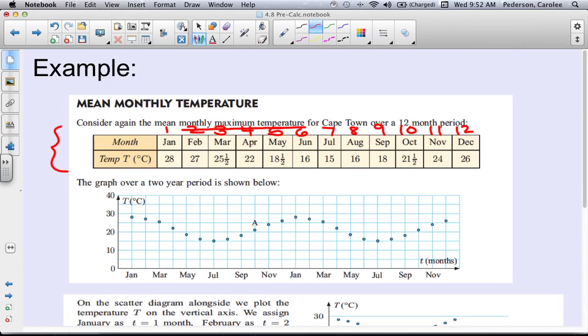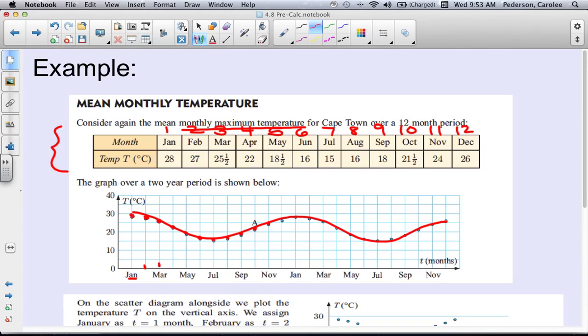Then to explain how they graphed this, if this is January, month 1, on your horizontal axis, you're up at 28 as your average temperature. Then this would be February, month 2, you're at 27. At March, you're at 25.5. And they just continue this graph. And this creates a sine wave.